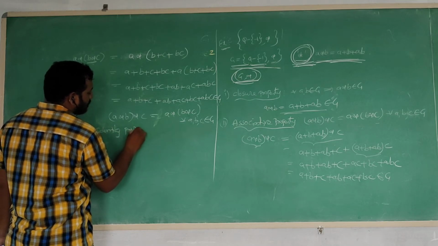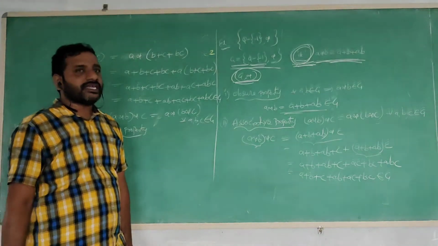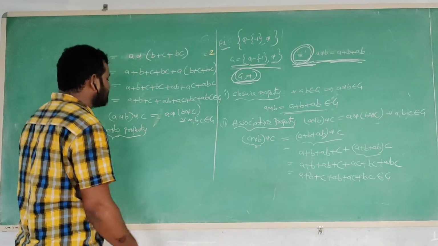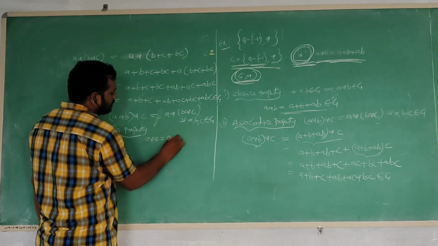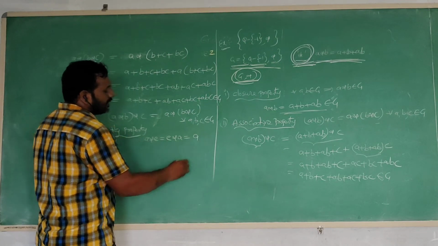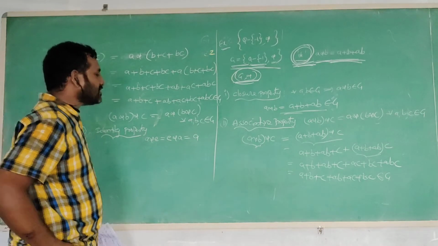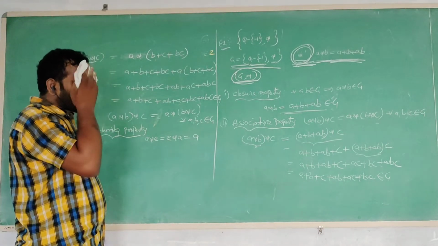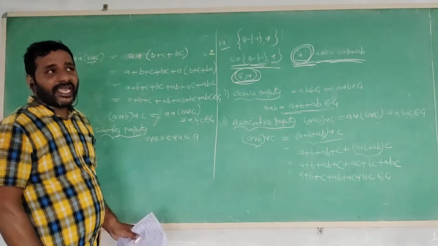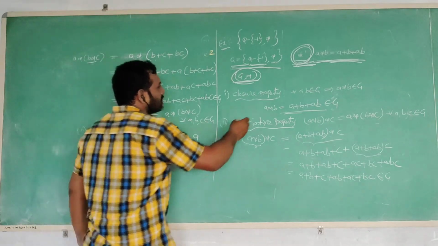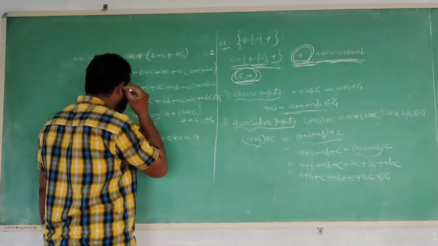Identity property here. What is the identity property? A star E equals E star A equals A. Therefore, A belongs to G, then there exists E belongs to G such that E star A equals A. And here the operation is defined by A star B equals A plus B plus AB. That's why I am writing it here.